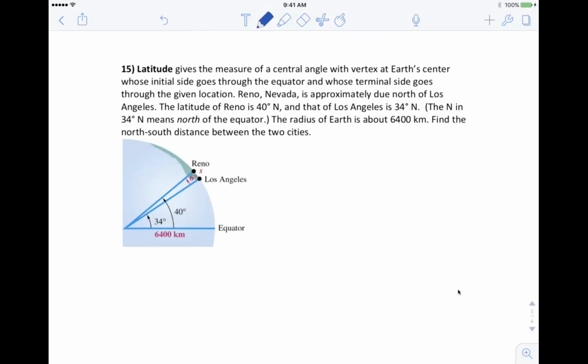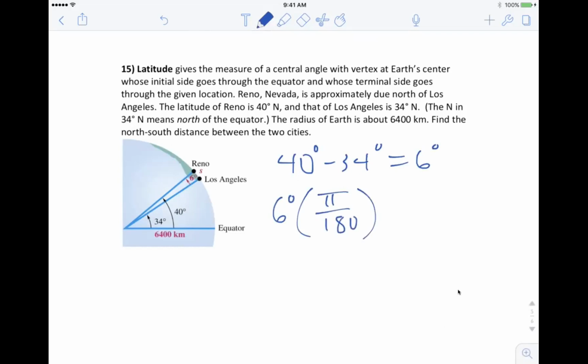So Reno is pretty much due north of Los Angeles. Notice the difference between 40 degrees and 34 degrees is 6 degrees. Right, so that's my central angle. Then I take that 6 degrees and multiply it by pi over 180. If you can, I wouldn't get a decimal approximation just yet. Maybe leave this in exact form if possible.